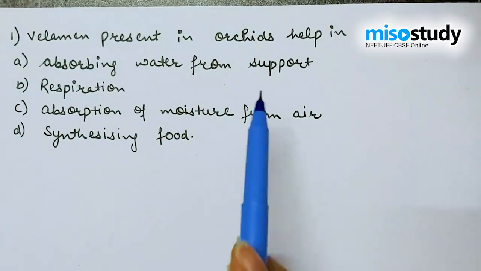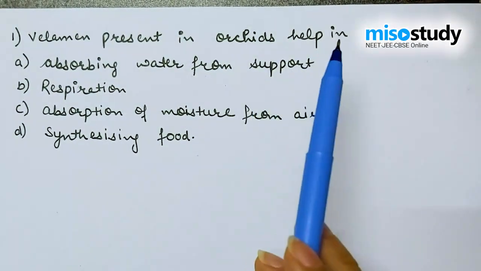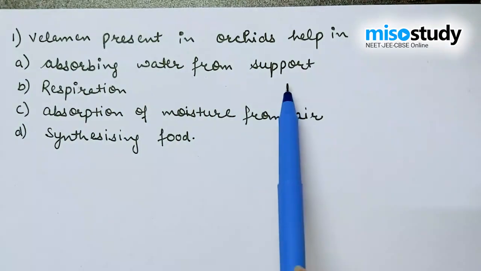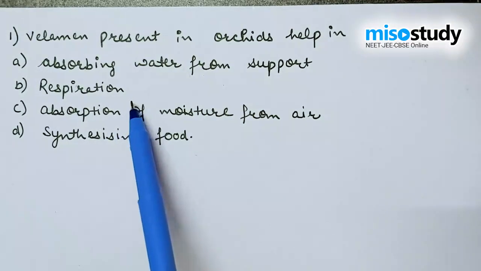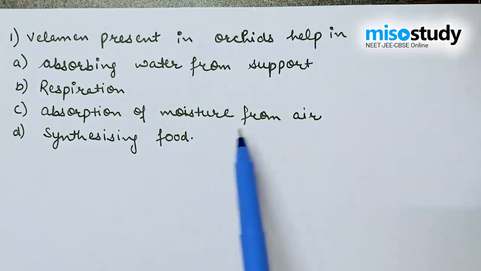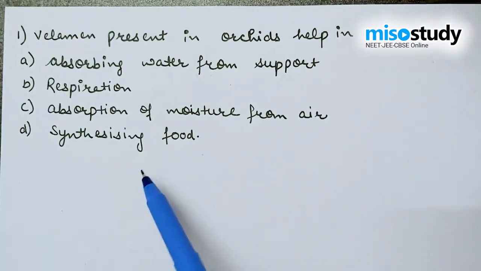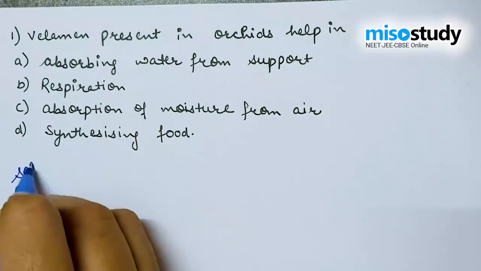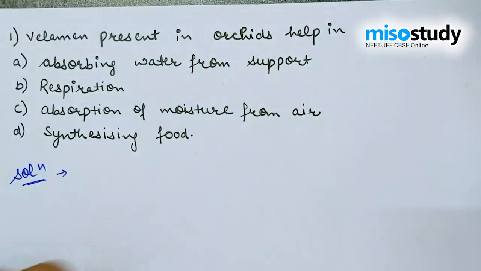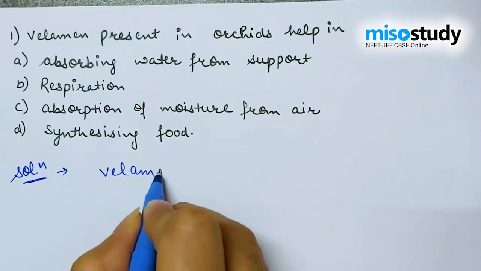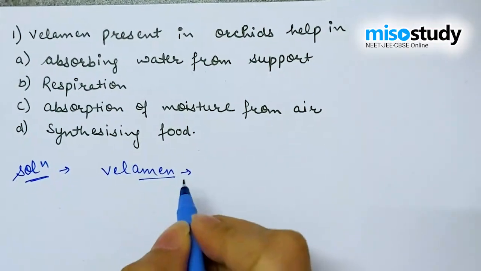Velamen present in orchids help in Option A, absorbing water from support. B, respiration. C, absorption of moisture from air. And D is synthesizing food. So before answering the question, we have to know what Velamen is.